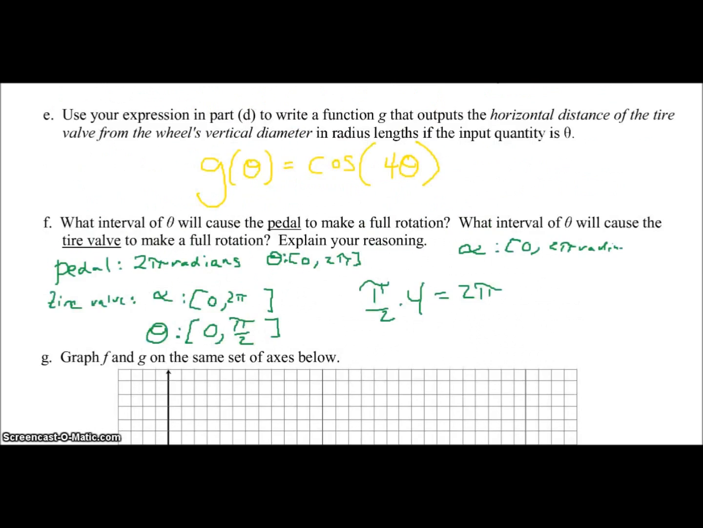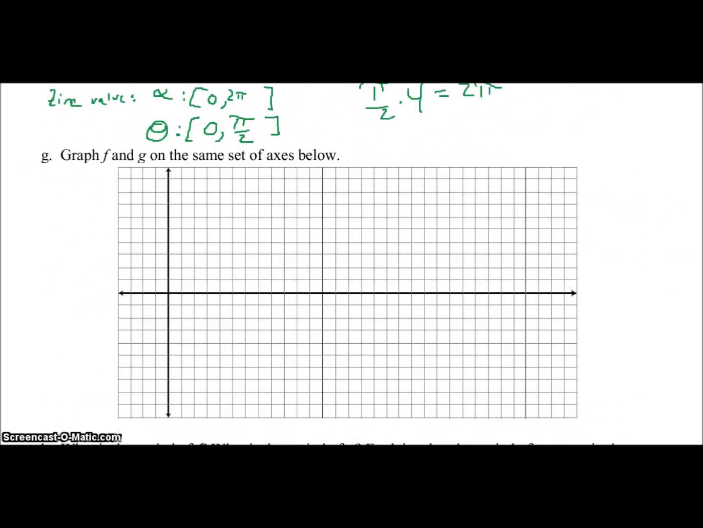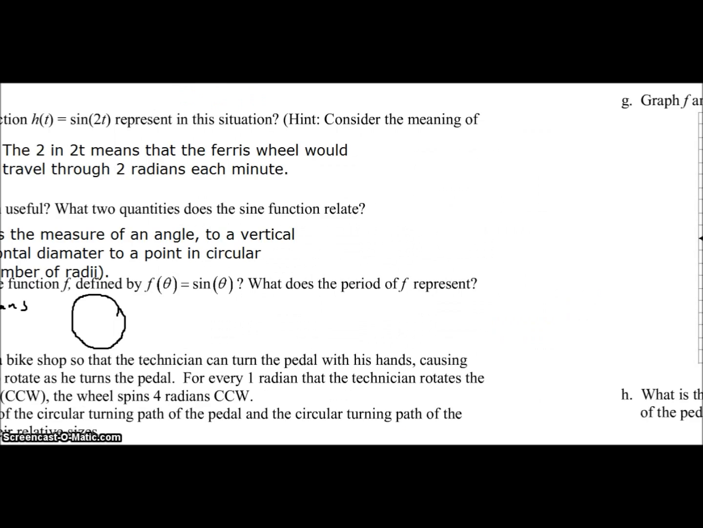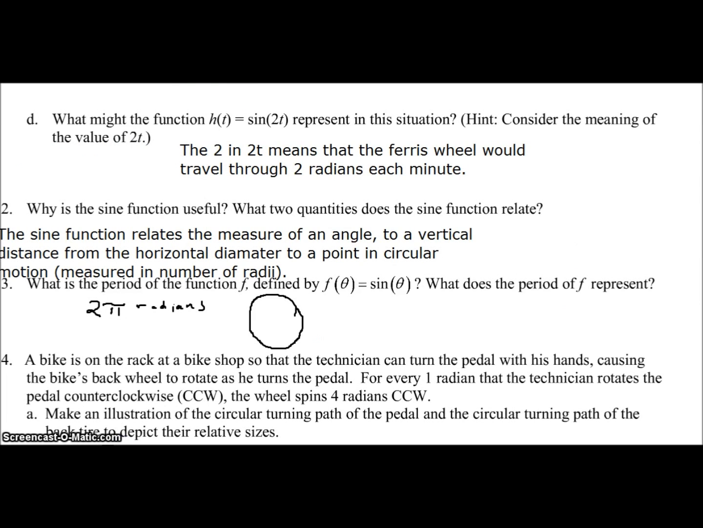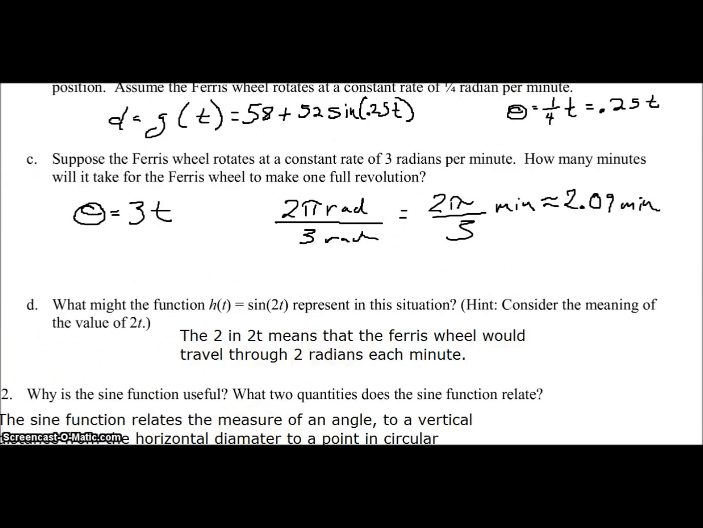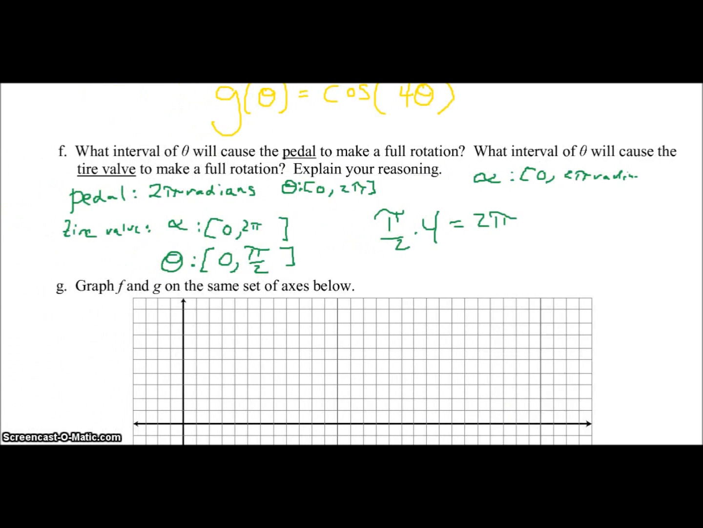Let's see, graph F and G. Graph F and G on the same set of axes below. Okay, so f of theta is cosine theta. And then there's g of theta, cosine of 4 theta.